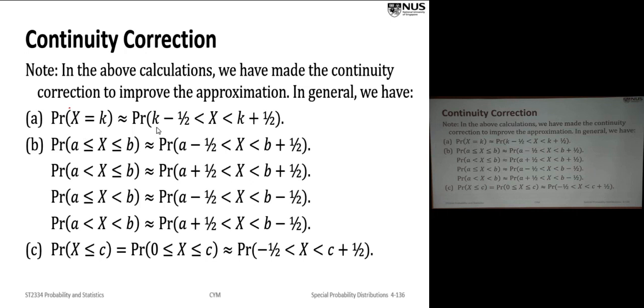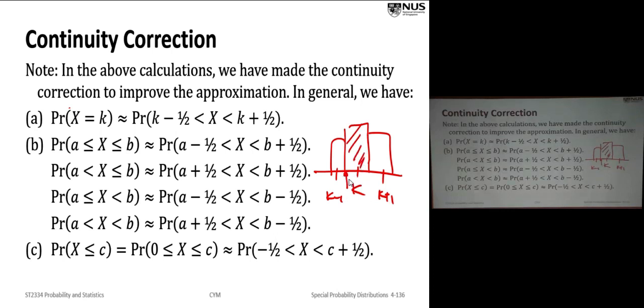So if x equal to k, this is k minus 1, this is k plus 1. So probability of x equal to k means that x is between k minus half and k plus half. Just include half from less than it and half bigger than it.